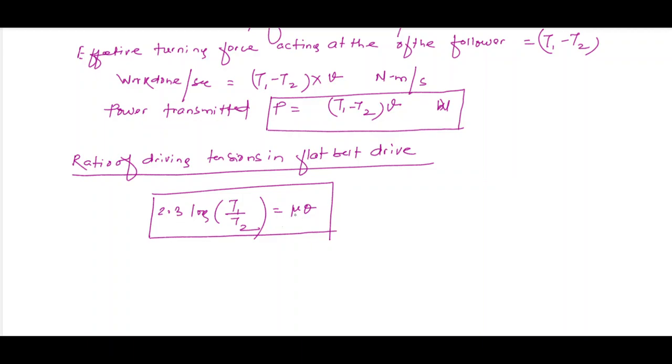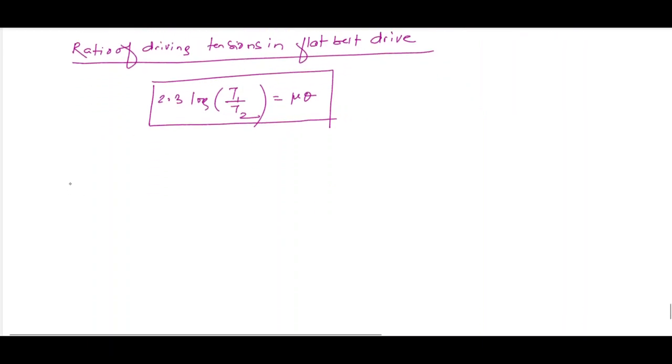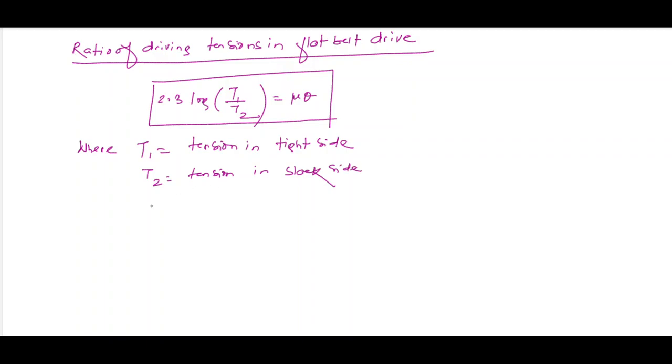Or if you use ln, it will be e to the power mu theta. Okay, either formula you can use. Where this theta is the angle of contact, basically, where T1 is the tension in tight side, T2 is the tension in slack side, theta is the angle of contact in radian.